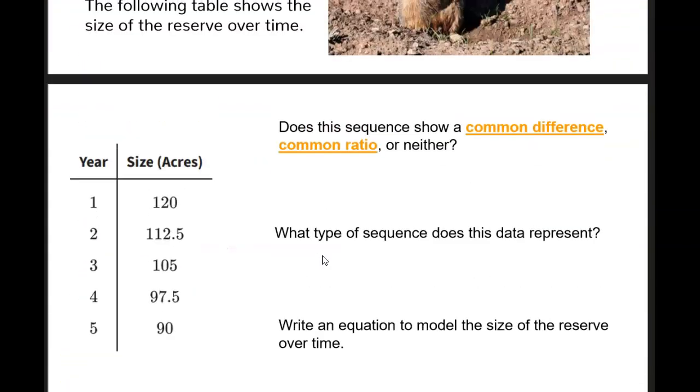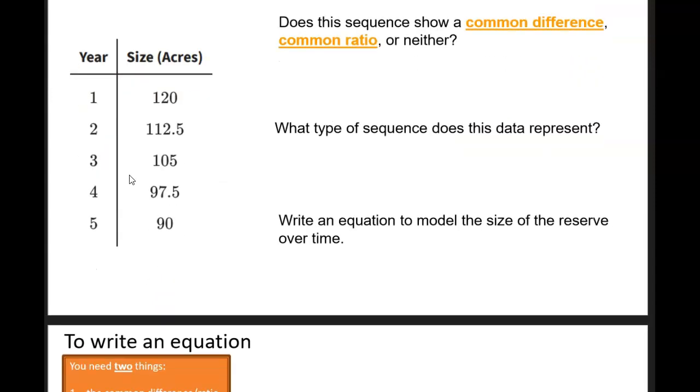All right, well, this is where we get to the math stuff. We're looking at the size of this reserve over time. So you can see in year 1 it started at 120 acres, but at year 2 it dropped to 112.5. Year 3 to 105, and so on. It kept dropping every single year for 5 years. And it asks, does this sequence show a common difference, a common ratio, or neither? How can we determine that?